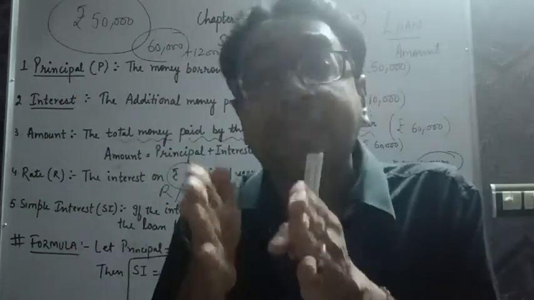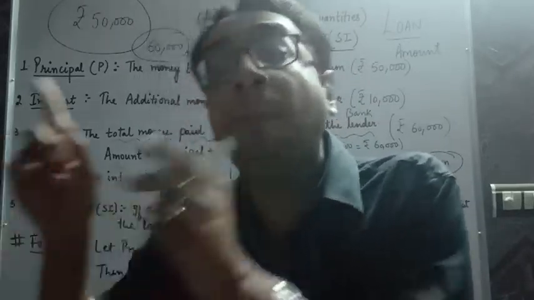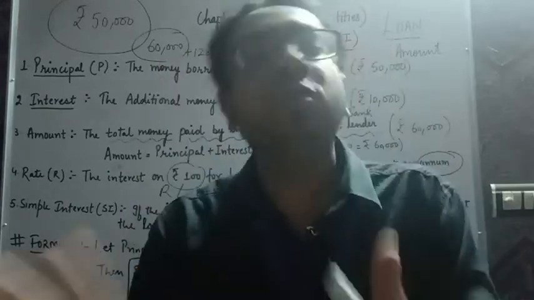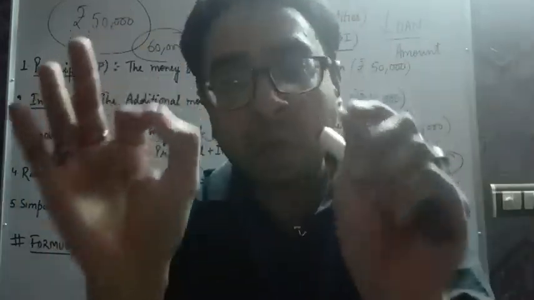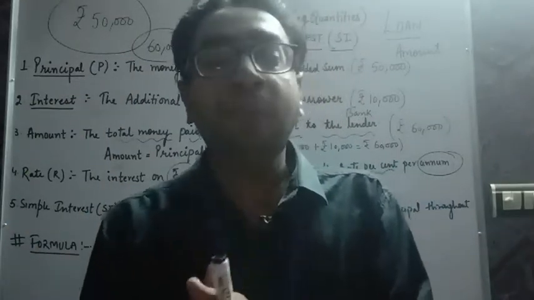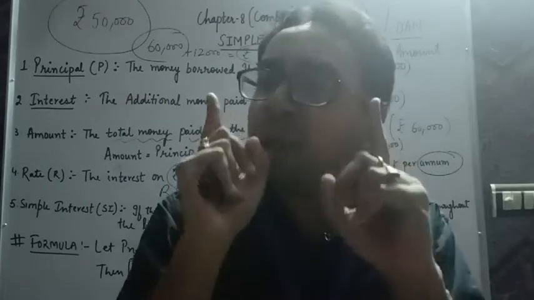It means in CI your interest keeps on adding into the amount, but in SI you always put the interest on the original principal only. Whatever the amount you borrowed, you will pay the interest for that only. It means what will happen? For example, you have taken the loan from the bank. You will prefer that I must pay on SI.